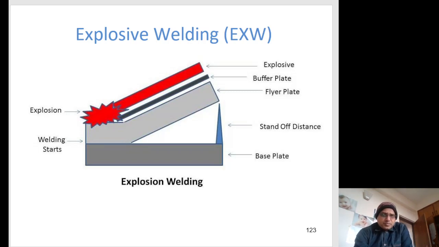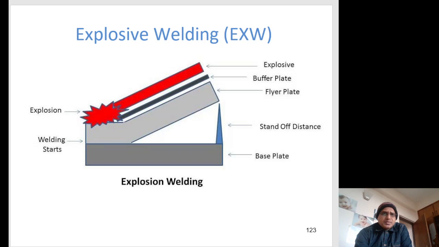Here you can see the base plate, and over the base plate the flyer plate is there, and above the flyer plate we have to keep a buffer plate. Generally the buffer plate is made of cardboard and wood. Why are we using a buffer plate in explosive welding? When the explosion takes place, this buffer plate made of cardboard and wood absorbs the excess energy and protects the surface of the flyer plate from damage.